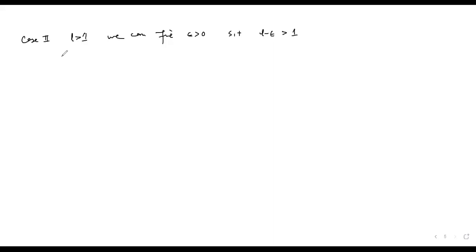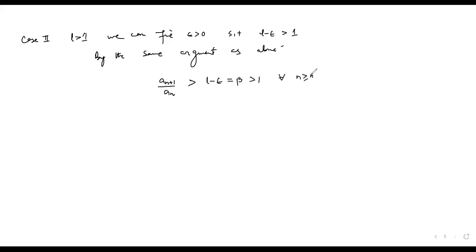Anyways, by the same argument as above, we will get something like this: a_{n+1} divided by a_n is bigger than L minus epsilon, which is bigger than 1. Let's call it beta, which is bigger than 1 for all n greater than or equal to m. I write that there exists m belonging to the set of natural numbers such that this is true. Now again, the same thing. Now I will do a_n.